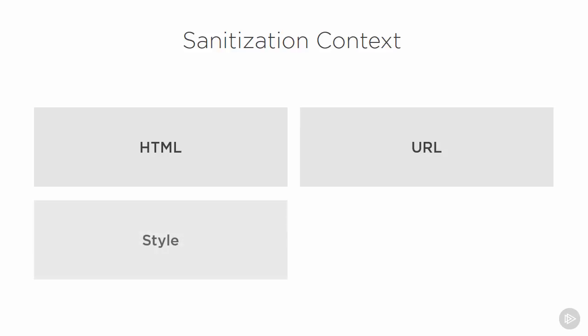There are 4 distinct contexts Angular uses to sanitize content: HTML, URL, styles, and resource URLs. This is important to know because when we get to the point where we're overriding the sanitization process, we need to do it specifically for each relevant context. So let's take a quick look at where each context comes into play.